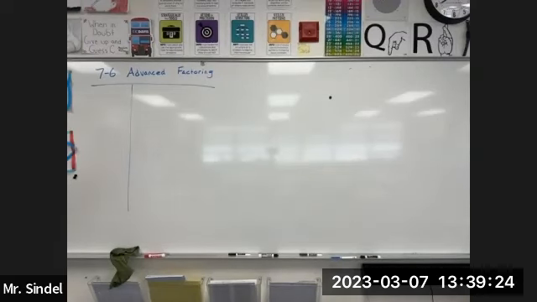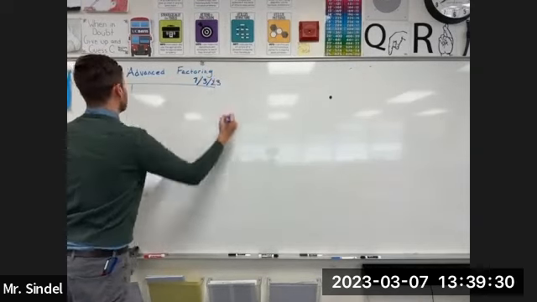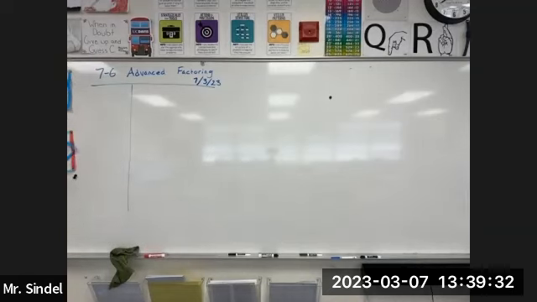All right, we are in Algebra 2. Today's date is the 7th of March, 2023. Again, this is still a review from Algebra 1. I don't think we ever touched this in geometry, though.